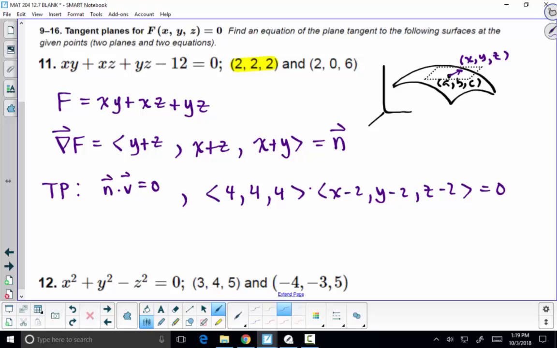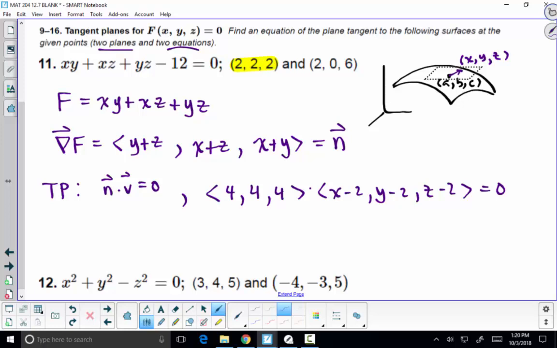Omar? So you wouldn't make a vector out of those 2 points and then put that vector in for x, y, z? This point is just a different point on the surface. They're saying find the 2 planes, 2 equations. Okay. Yeah. So they're not saying that those points are connected in any way. It's just 2 different problems, part A and part B.